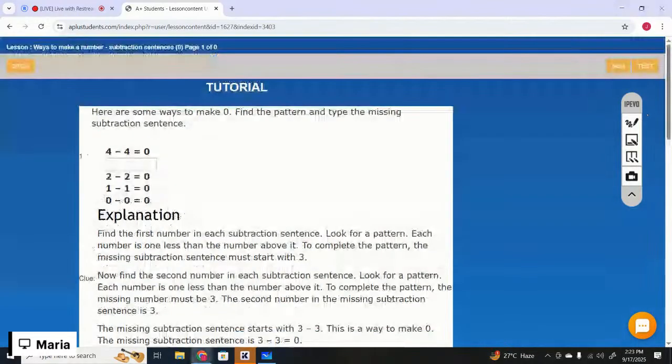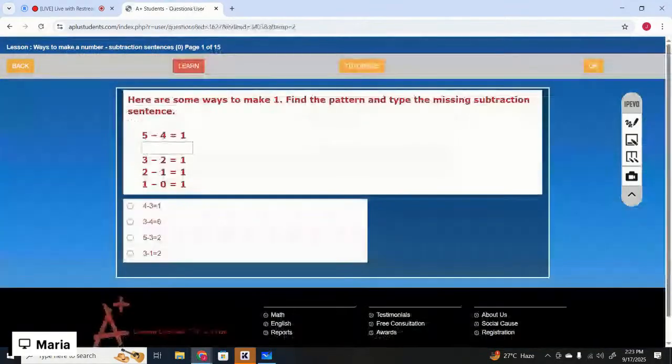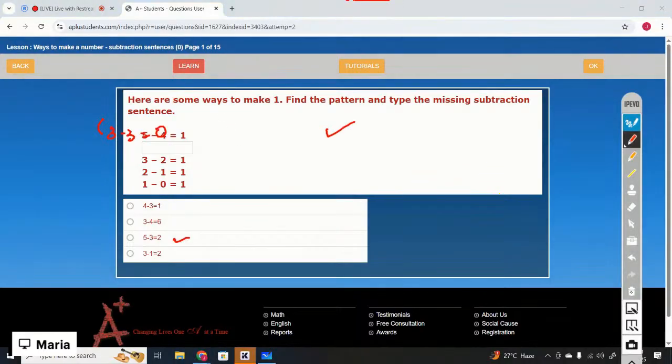Let's just start with the test question. Here are some ways to make 1. Find a pattern and type the missing subtraction sentence. So look at the first digit. The numbers are decreasing by 1: 5, 4, 3, 2, 1.